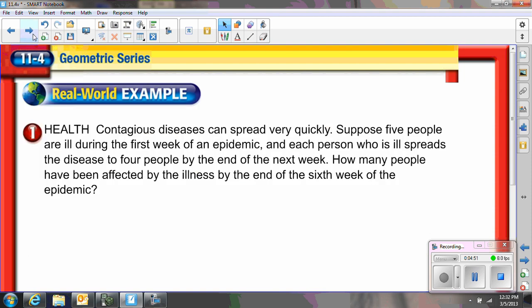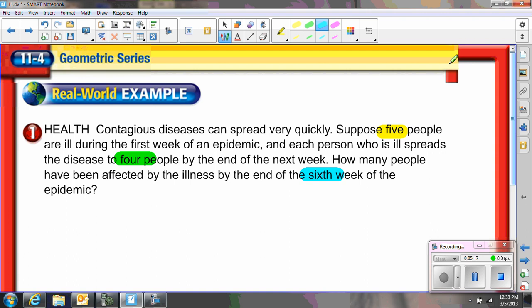Alright, so let's give this a try. Contagious diseases can spread very quickly. Suppose 5 people are ill during the first week of an epidemic, and each person who is ill spreads the disease to 4 people by the end of the next week. How many people have been affected by the illness by the end of the 6th week of the epidemic?